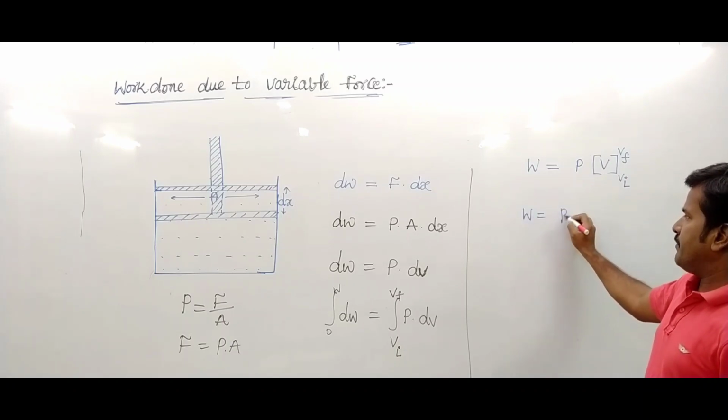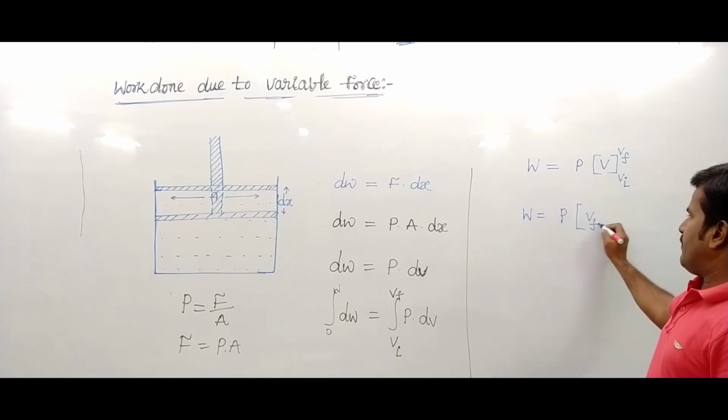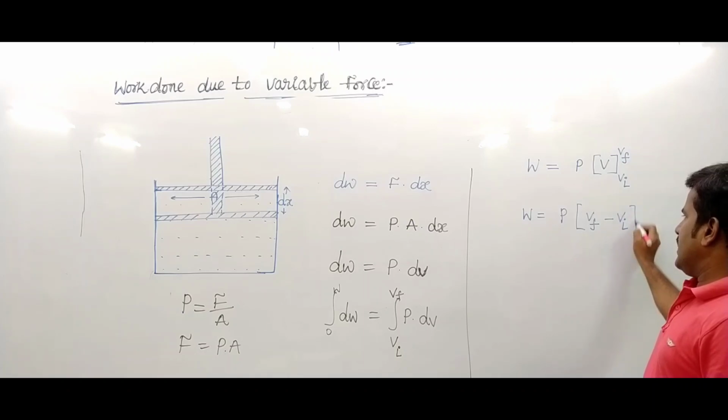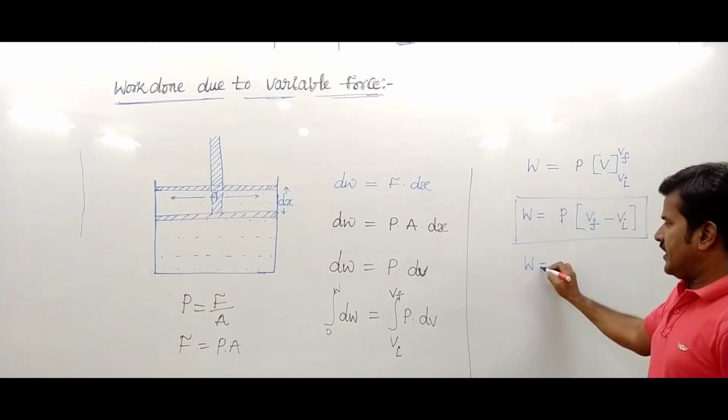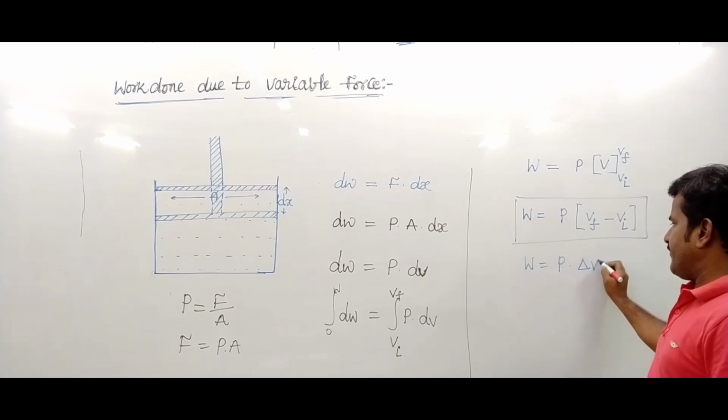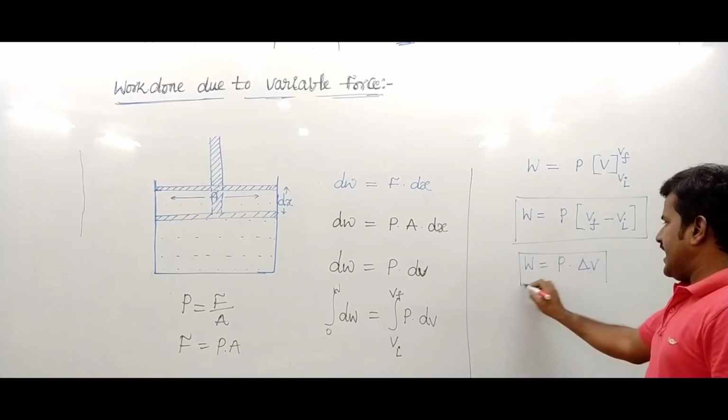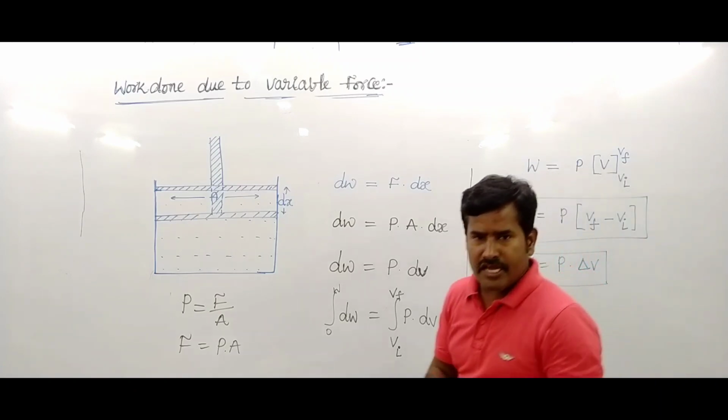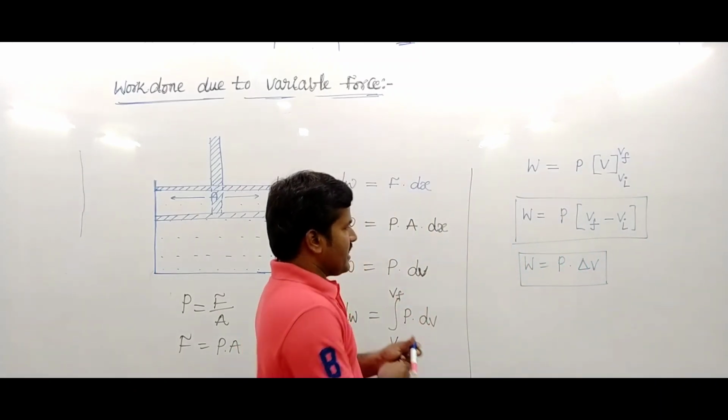Then W equals P into V final minus V initial. It is written as work done, where work done equals P into delta V. If the gas expands, the final volume is more.